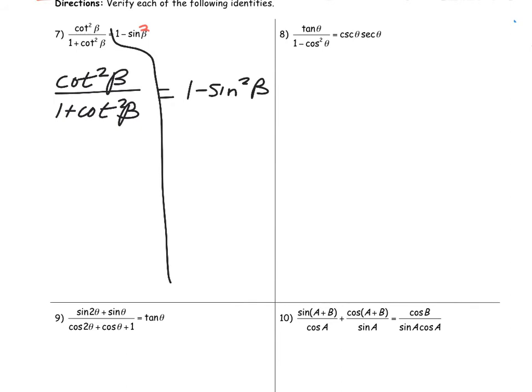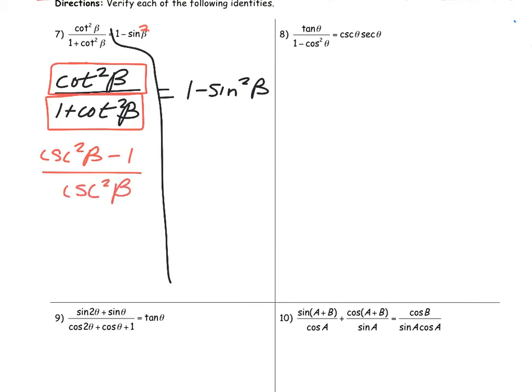Okay? I recognize immediately that I have Pythagorean identities. I can rewrite both cotangent squared of beta and 1 minus cotangent squared of beta. You need to know your identities. Cotangent squared of beta is the exact same thing as cosecant squared of beta minus 1. And 1 plus cotangent squared of beta is the same thing as cosecant squared of beta. Right? And this is all still equal to 1 minus sine squared of beta.